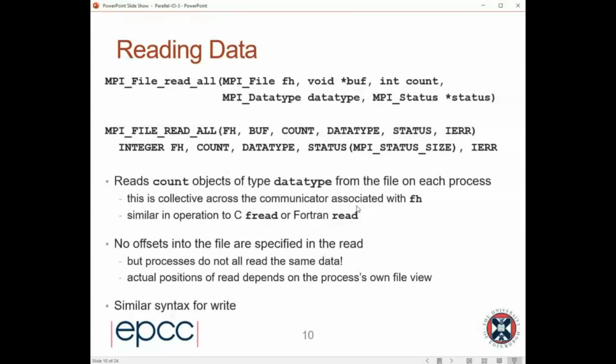But we don't want them to read the same integer. We want process 0 to read the bottom left, process 1 the top left. So how does that happen? Well, that's because there's an intermediate stage, which MPI calls setting the file view, where you've told the IO library which piece of the file each process owns. So processes don't all read the same data because the actual position of the read depends on the process's own file view. And it's a similar syntax for write. Apologies, I should probably rewrite these slides to focus on write now that I use them in the context of Bench IO.